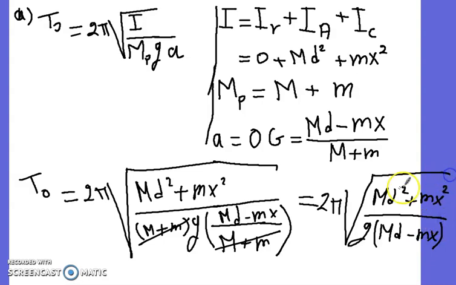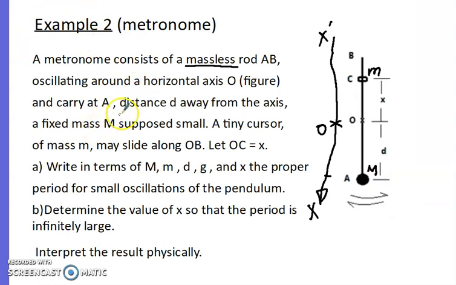Notice here, this expression is a function of x, you see? And because our slider, our cursor, may slide along OB, it means x is variable in general. We can change x. If we vary x, then the period of oscillation varies. Okay?